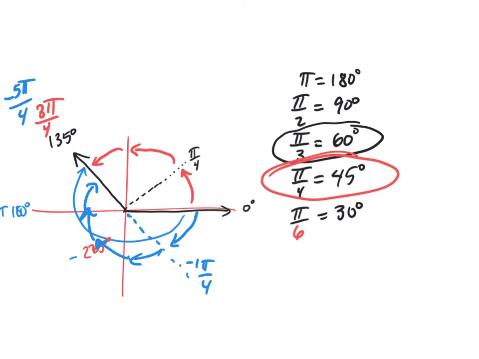There's 4 things that are all coterminal to each other. They all stop in the same spot. 135, negative 225, 3 pi over 4, and negative 5 pi over 4. All right. So, what do you think? You feel like you get this?